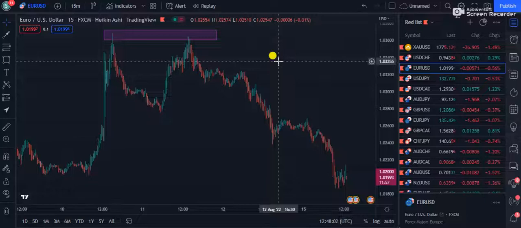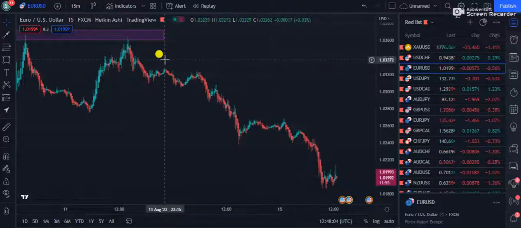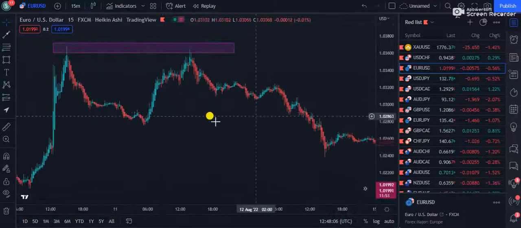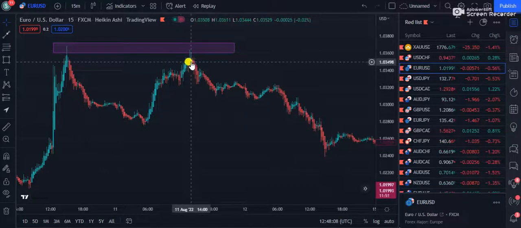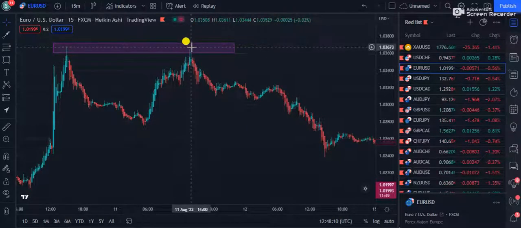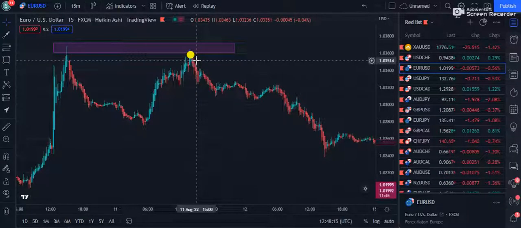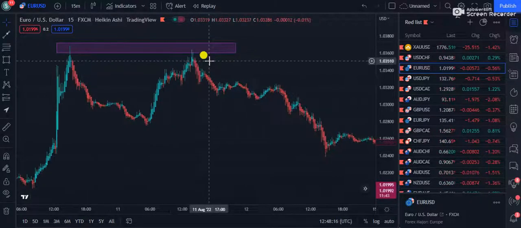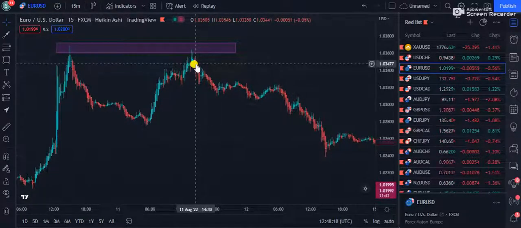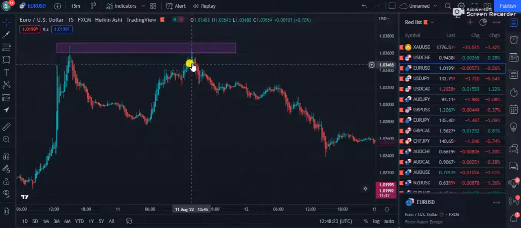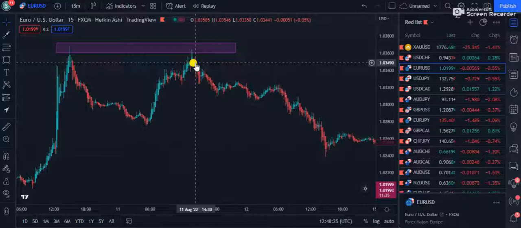Now let's talk about the entry. Once you have a rejection, once you are at the resistance, you can see a green candle pushed up into the order block, into our resistance level. Then how do you take your entry? You should at least wait for one candle on a 15-minute or whatever time frame you are using, at least a 1 hour Heikin-Ashi candle, to turn red for the sell entry.